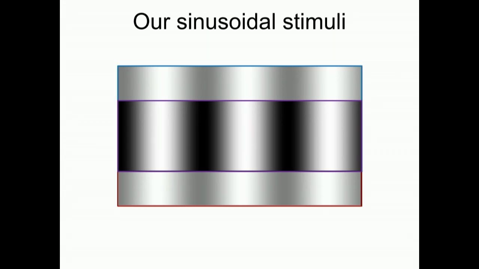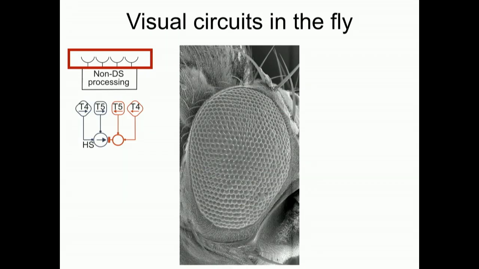So this stimulus contains motion to the left and motion to the right, but it's this beating counterphase grating. So we're going to show this to the fly, and we want to see how different neurons in the visual system respond to this. So I want to give you a little bit of background on the fly visual system as we dive down into it. So this was our initial diagram.